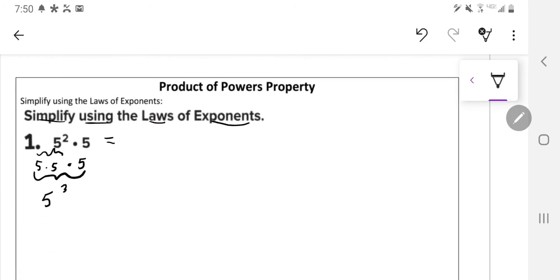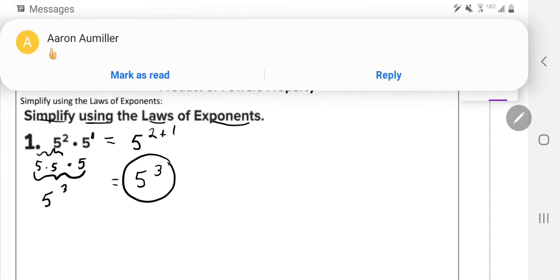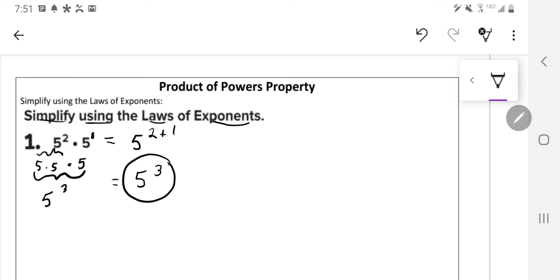All right, so then a short way to say it, instead of writing all the 5s out, we could say 5 to the 2nd plus 1, which equals 5 to the 3rd. And that's the format of the answer, that's how we want it written, a base and an exponent, okay? Be careful. If a factor does not have an exponent, then we can just slide a 1 in there, and that's going to be how we roll.